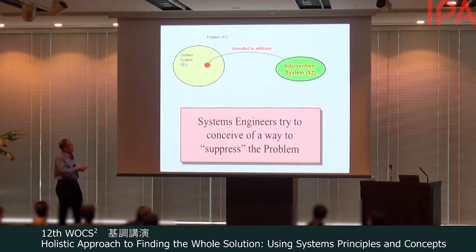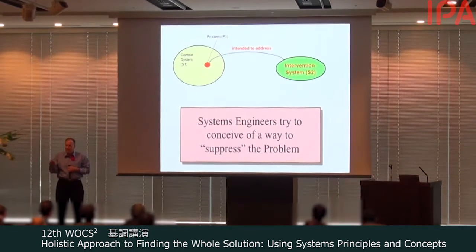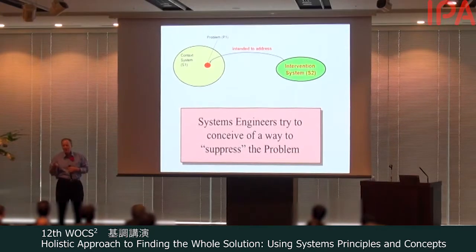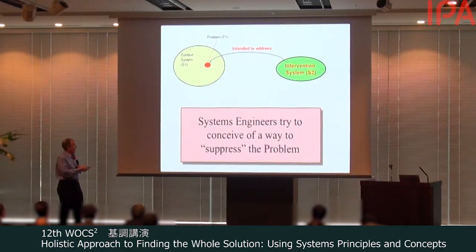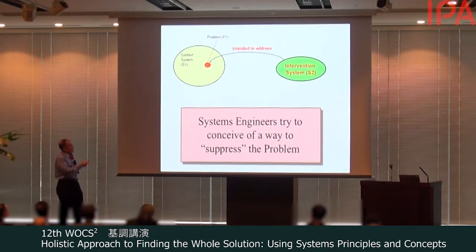So we system engineers, we're going to engineer a system that will intervene to try to address that problem, to eliminate the problem, to suppress the problem. Now we would like to make the problem go away, but often we don't make the real problem go away. There is something in context that's causing the problem, so we make the problem go away.